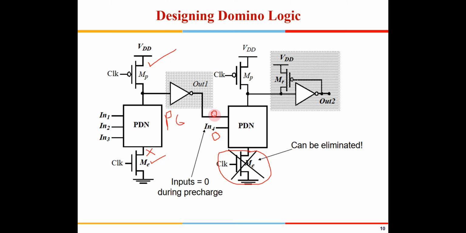So during the evaluation phase, these signals can become 1. So this will be off. Based on that, this node will either remain at 1 or it will get discharged to 0.